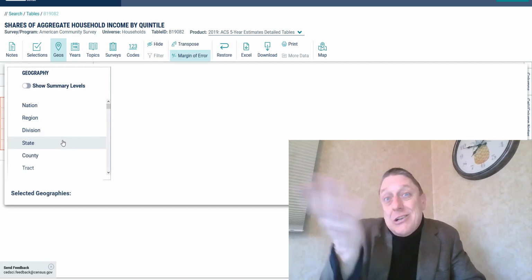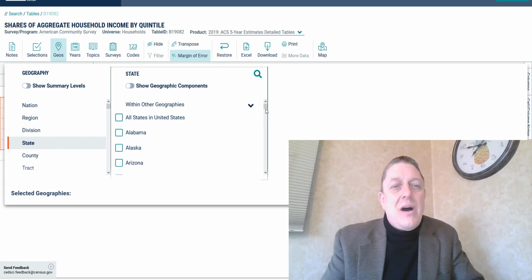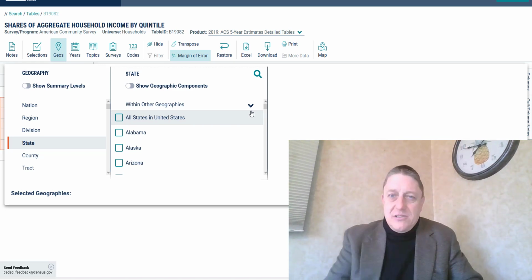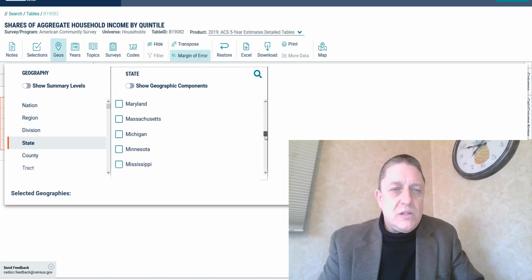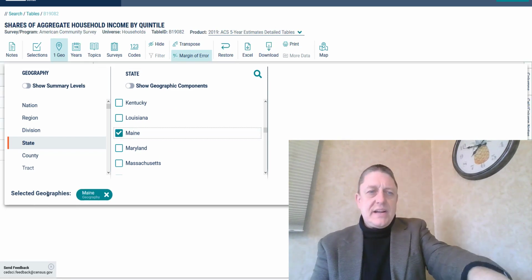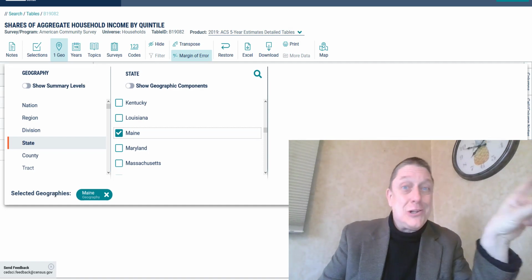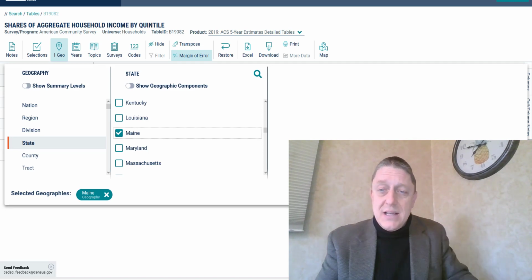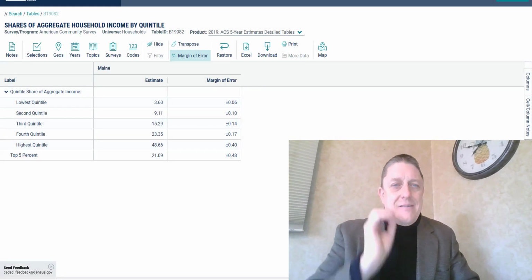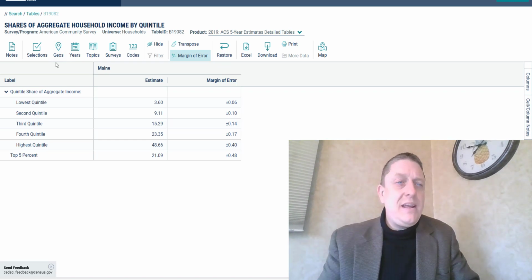But if we wanted to look at a state, for instance, the state of Maine, I'd just click state in geography. And now I could compare all states by clicking all states, and it would give me a really long table to look through. But right now, I'm just going to scroll down to the state of Maine, and I'm going to select that. Now, you'll notice here down at the bottom, it now says selected geographies. It's going to remember that. So if you then decide to look at something else, you should use this button over on the right called Clear Geographies first, right? And that will make sure that you have a nice, clean measurement each time.